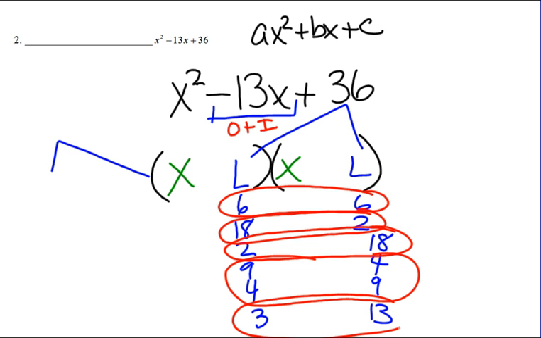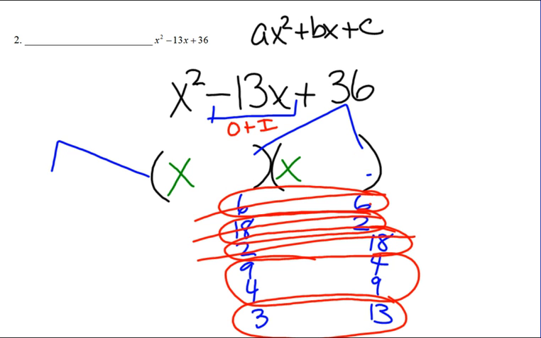When I'm going through, I'm going in my head: 6 plus 6 is 12, and 6 minus 6 is 0. That doesn't work. 18 plus 2 is 20, and 18 minus 2 is 16. That doesn't work. Same thing here. Doesn't work. Hey, 9 plus 4 is 13. So that would work if they were both the same sign. If they were both negatives, it would work. So that's kind of how I go in my head, and I say, well, a negative 9 and a negative 4. When they multiply together, they give me a positive 36. But when they add together, they give me a negative 13.